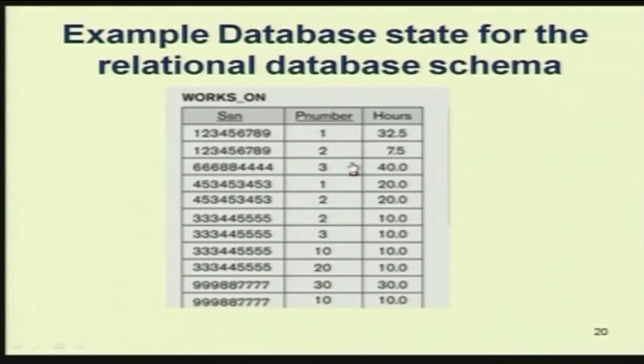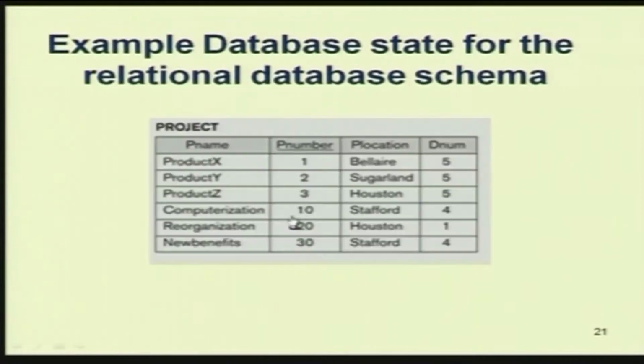This is the works on. So, look here, SSN, the same employee may work in 2 projects for different hours. That is what this is trying to show you, and this is the relationship, and this is the project. So, you have different projects, this is the project name, this is the project number, the location and the department. You have 3 projects, product X, Y, Z associated with department number 5, computerization and new benefits with 4 and so on.